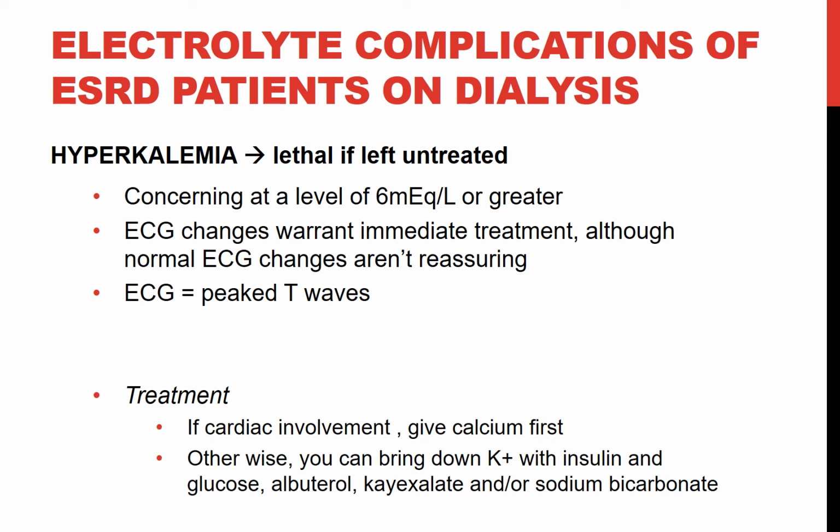Other ways in which you can bring down potassium level is through insulin and glucose, albuterol, sodium bicarbonate, and or Kayexalate. One thing also to note is that it is important that the blood sample is not hemolyzed, as this can cause falsely elevated potassium levels.